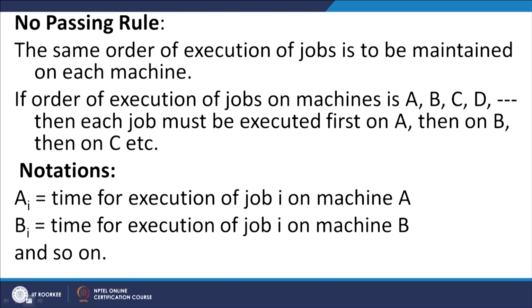Now, before we take up the first case, let us look at some of the notations. Let AI be the time of execution of job I on machine A. So, A denotes the machine and I denotes the job. Similarly, let BI denote the time of execution of job I on machine B, and like this for all the machines that are given in the problem.